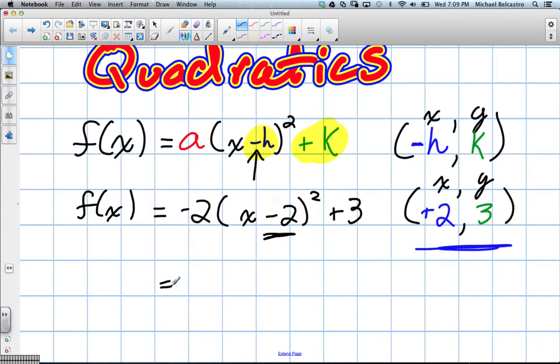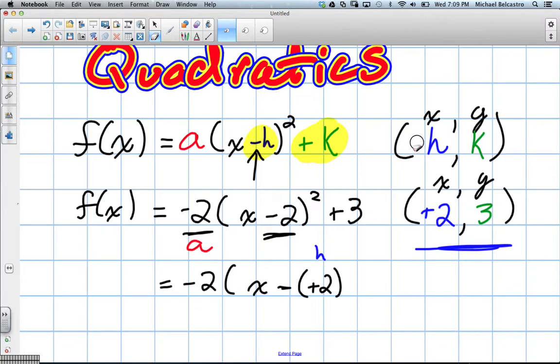Okay, so really what's happening, let's say we already knew that the a was negative 2. Okay, so I write the a and I get negative 2. And then I get x minus a value. Well, this is positive 2. That's what I replace my h value with. The real h value is positive 2. Okay, and I'm just going to take away this negative because that's not mathematically correct. Squared. And then the k value is, well, positive 3.